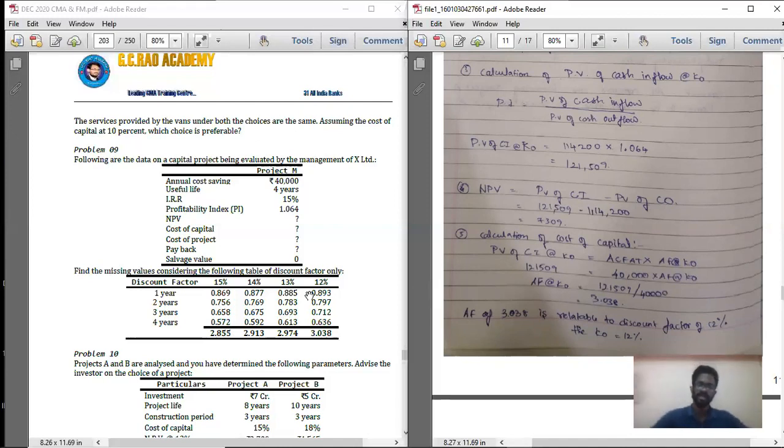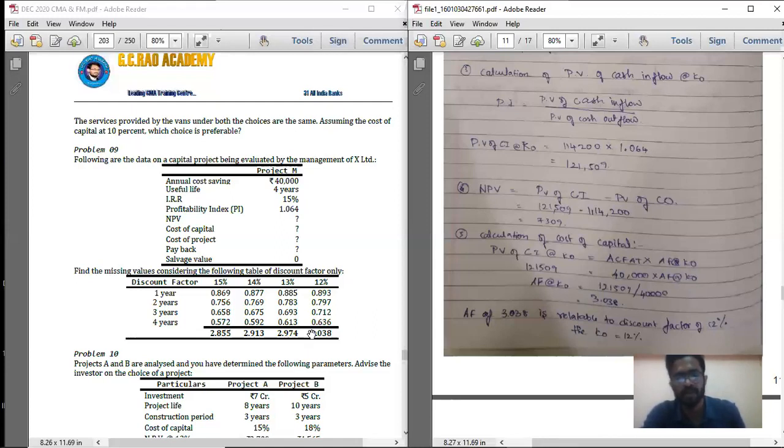Simple, very simple. While we were calculating NPV in one sum, we did that. For calculating the present value of cash inflow, when every year CFAT is the same, you just multiply that CFAT by the annuity factor of the cost of capital. So here we have the present value of cash inflow already, and we know the annual CFAT. We just don't know the annuity factor of cost of capital. So if you divide the present value of cash inflow by the annual CFAT, you will get the factor, that is, the annuity factor of cost of capital.